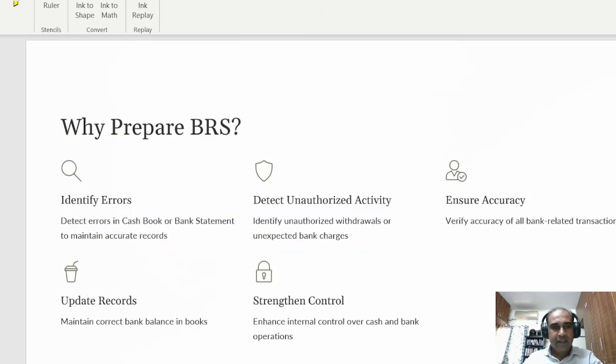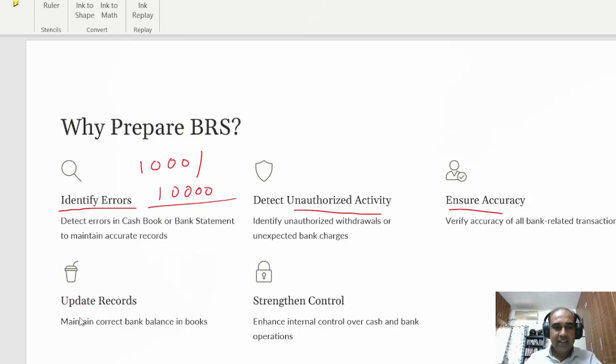Now, why prepare a BRS? As I told, to identify any errors. There can be a possibility that the accountant made a mistake in recording a transaction. Instead of 1,000 rupees, he debited 10,000 rupees, a recording error. Or unauthorized activity, some fraudulent activity happening in the company, where someone has passed an entry for 1 lakh with unauthorized access. It is also to ensure accuracy, to ensure that our bank book and passbook are always matching.